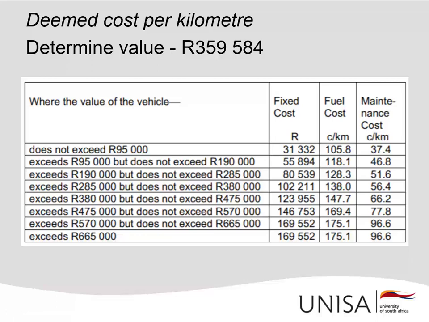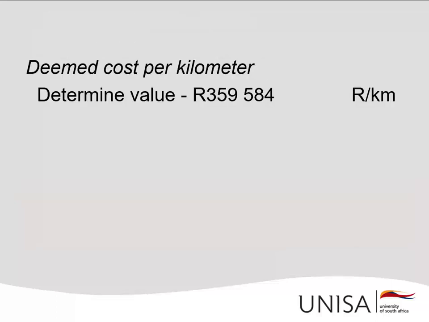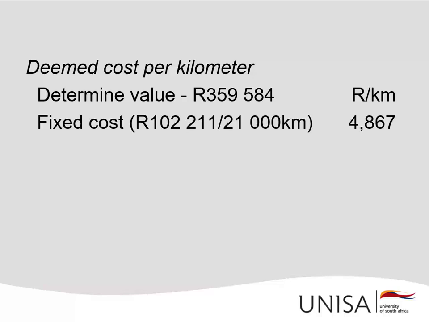So in this case, we're going to look for the value of her vehicle, which is 359,000, and we see that that falls between 285 and 380, and there are three figures that we're going to take off the tables. The first one's 102,000 rand, the next one's 138 cents per kilometer, and the last one's 56.4 cents per kilometer. So we can't just add those three together. Some are cents per kilometer and some are rands.